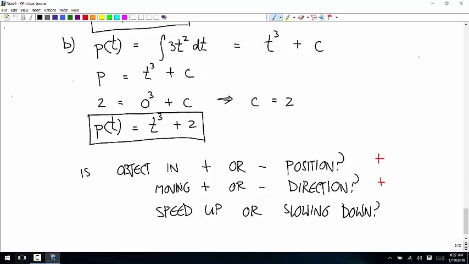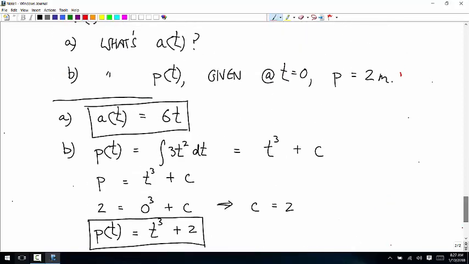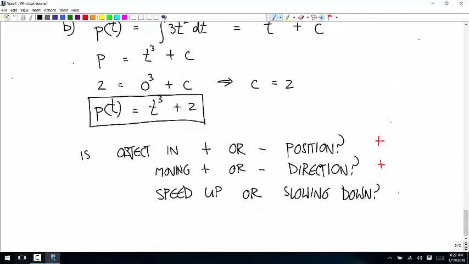And is the acceleration positive or negative? Positive the whole time. And so is it speeding up or slowing down? Speeding up. The acceleration is always positive, velocity is always positive, so it has to be speeding up.